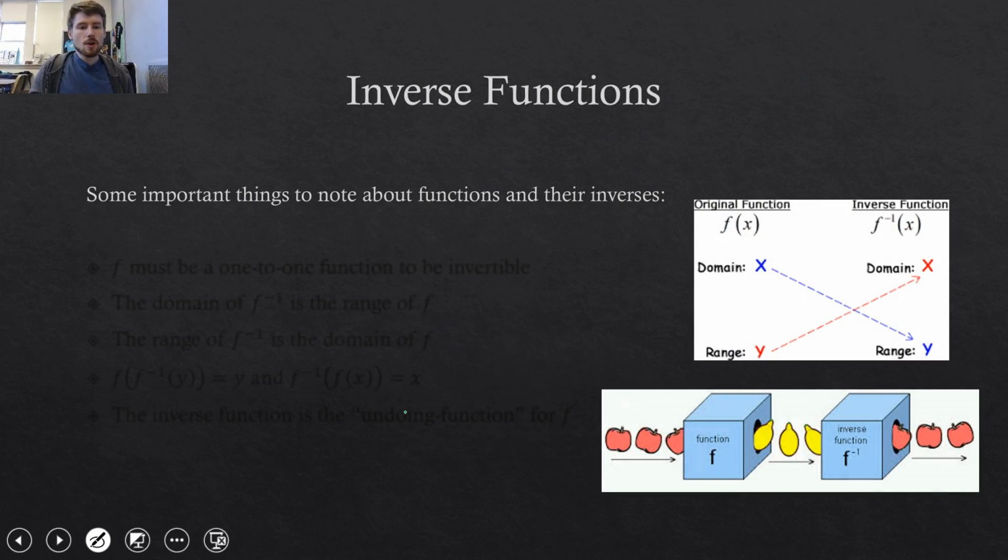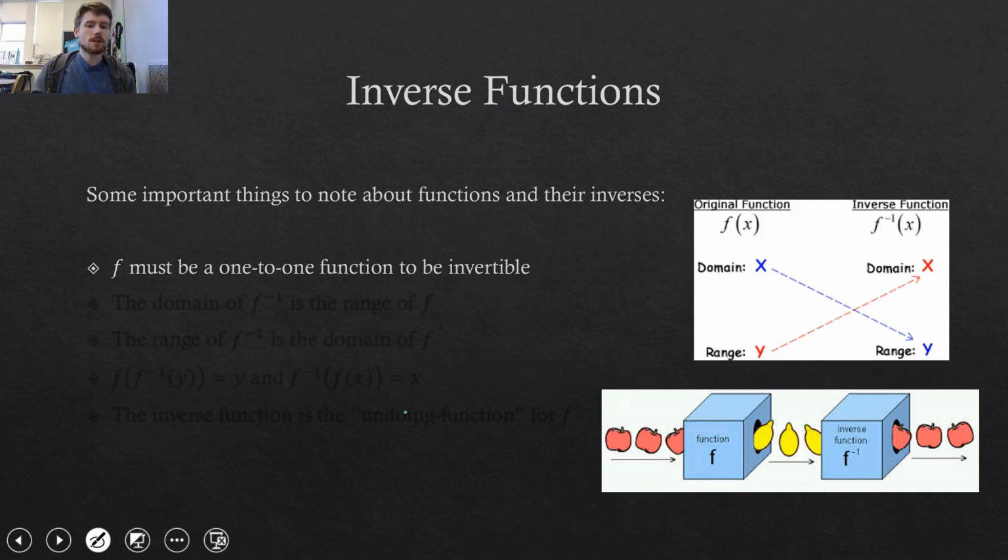So a couple things to note about functions and their inverses. f has to be one-to-one in order for there to be an inverse function. Occasionally, what that means is you'll have to specify what the domain is for f in order to make it a one-to-one function so that you can find its inverse. A lot of functions are one-to-one and can be inverted right away, but some of them you do have to make smaller and not take their entire domain to make it an invertible function.